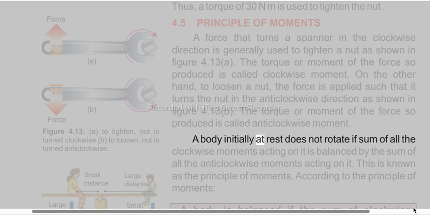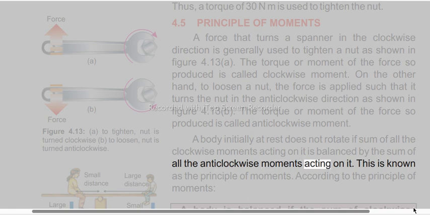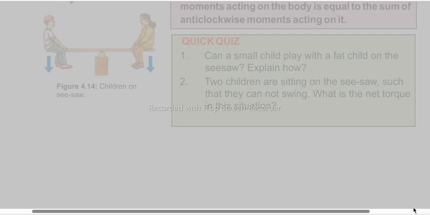A body initially at rest does not rotate if the sum of all the clockwise moments acting on it is balanced by the sum of all the anticlockwise moments acting on it. This is known as the principle of moments. According to the principle of moments, a body is balanced if the sum of clockwise moments acting on the body is equal to the sum of anticlockwise moments acting on it.